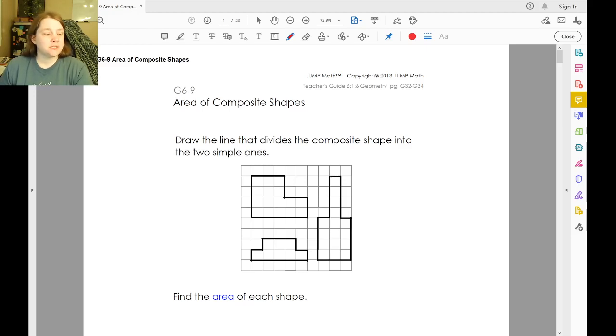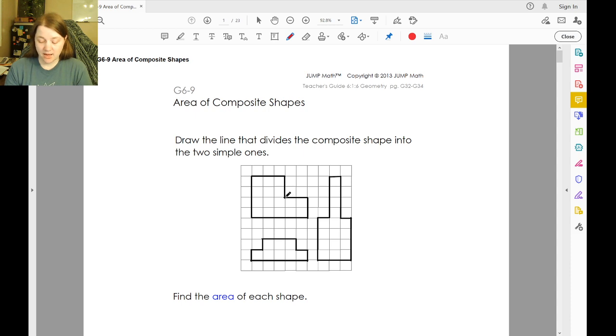This video is going to talk about the area of composite shapes. So first thing that we're going to do here is draw a line that divides these composite shapes, and composite means joined up. We're going to split these composite shapes into two simple ones. So we're going to break one complex shape into two simpler ones.